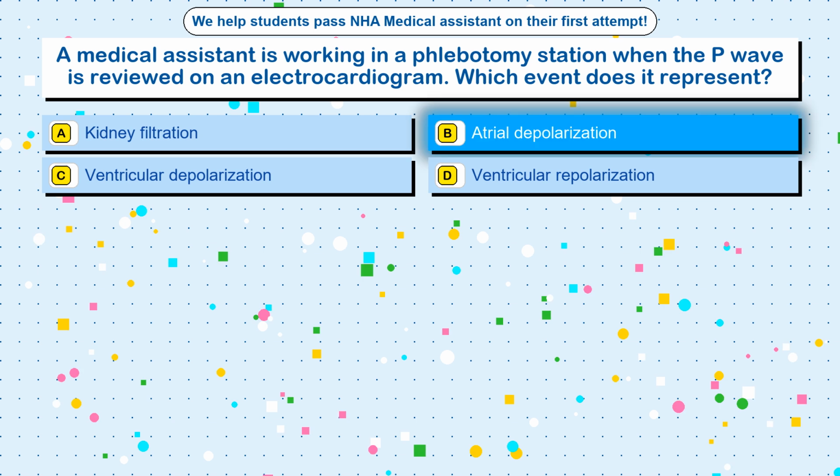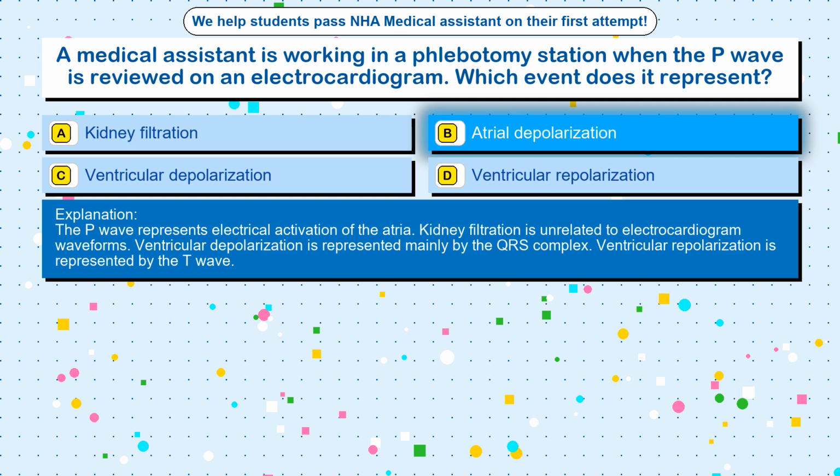Atrial depolarization. The P wave represents electrical activation of the atria. Kidney filtration is unrelated to electrocardiogram waveforms.